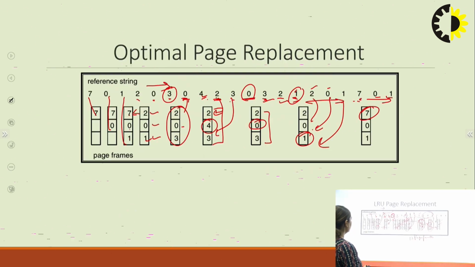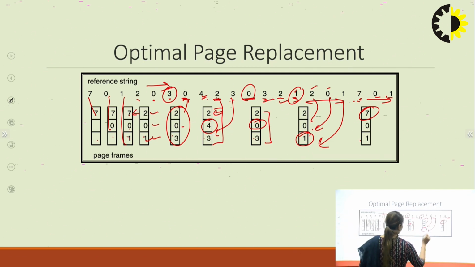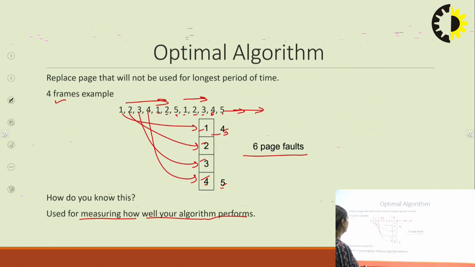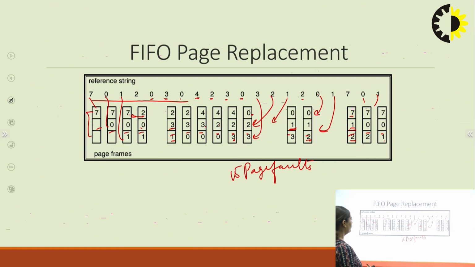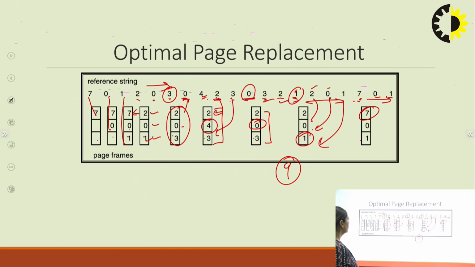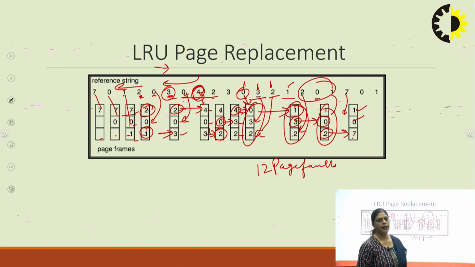Now you can see here, with optimal we got 1, 2, 3, 4, 5, 6, 7, 8, 9 page faults. See, right? With FIFO we got 15 page faults with the same string, right? With optimal we got 9, and with least recently used we got 12. So in this scenario, the optimal page replacement is the best algorithm because it gives the minimum number of page faults.